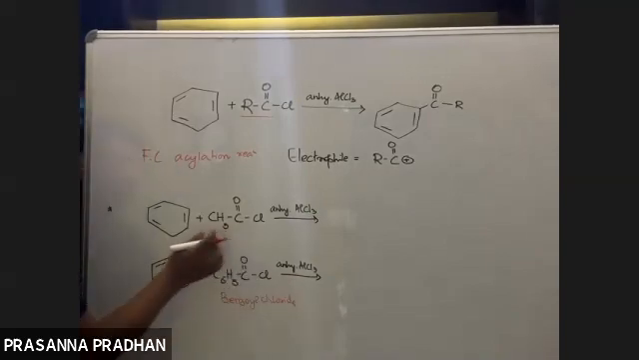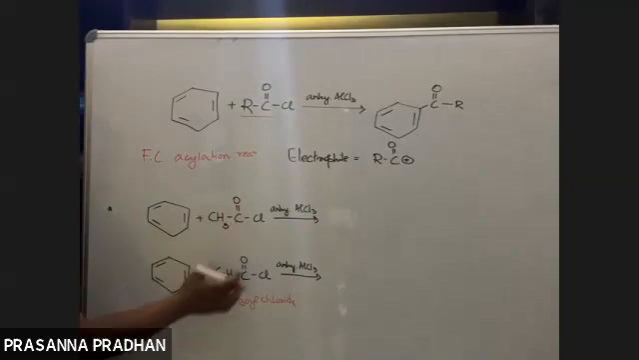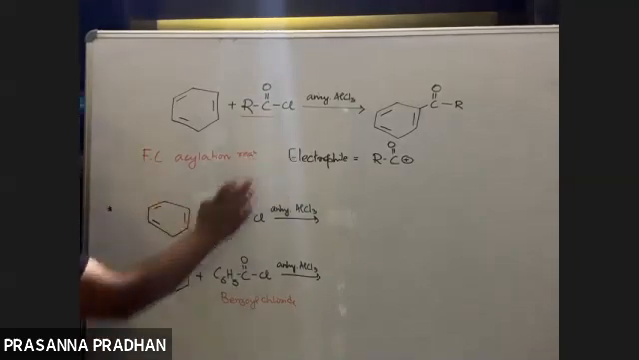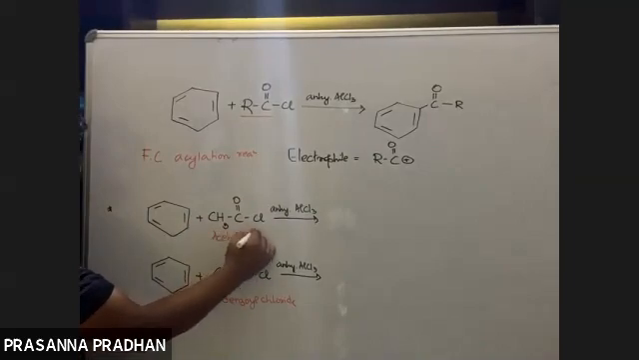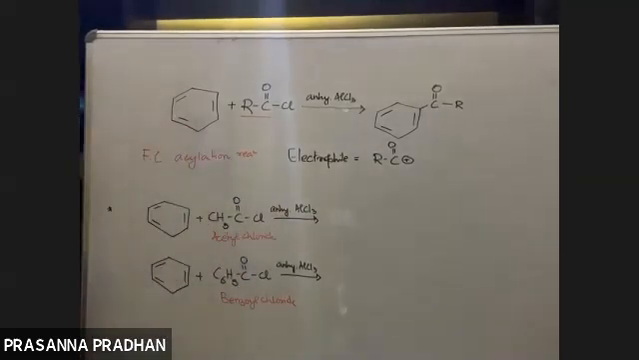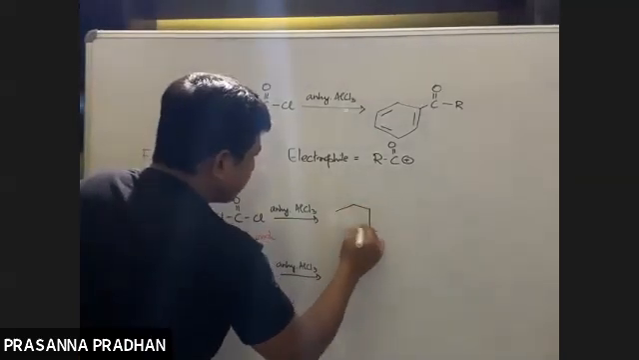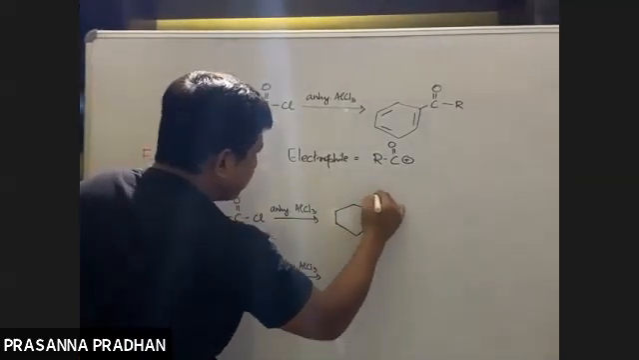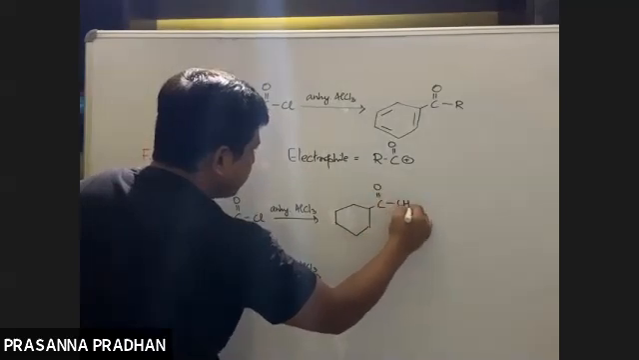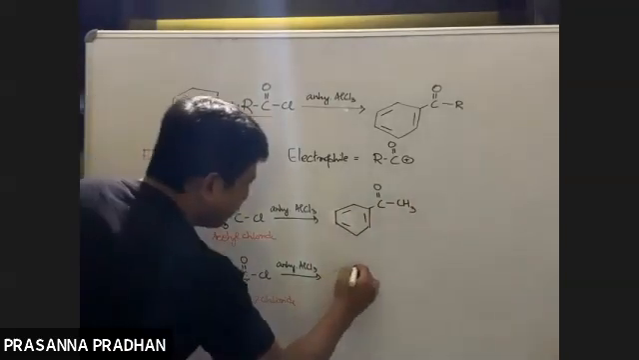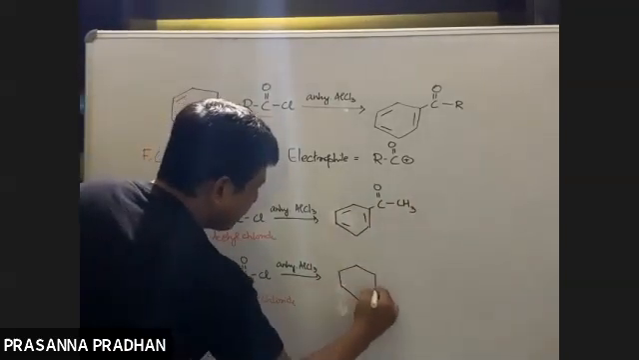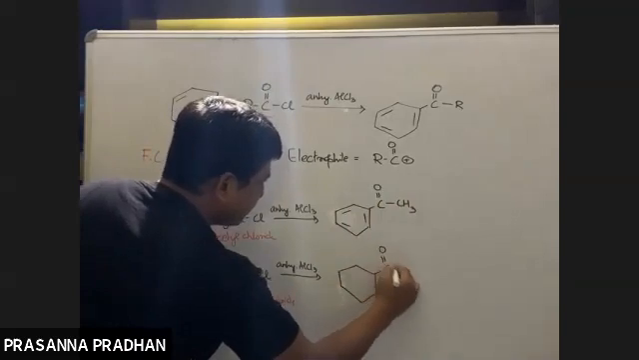So what is the carbocation generated electrophile? CH3CO positive. Here C6H5CO positive is the electrophile which is generated. The name of this compound is acetyl chloride. So which group will be introduced to the benzene ring? COCH3. Ketone. Here CO C6H5. We have benzene. Here C double bond O C6H5 means this.